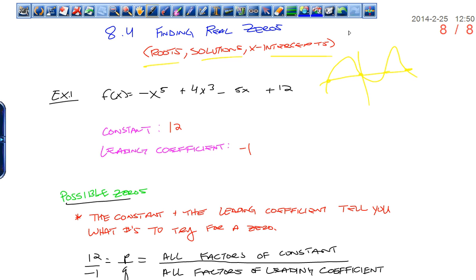Now, before we do that, we've got to first figure out the possibilities where they cross, and then we'll figure out where they actually cross. So in our first example, we're just figuring out where they might cross. We can take the constant. Remember, the constant is the number at the end, 12. The leading coefficient is the number right here because it has the highest degree. So don't get confused on that.